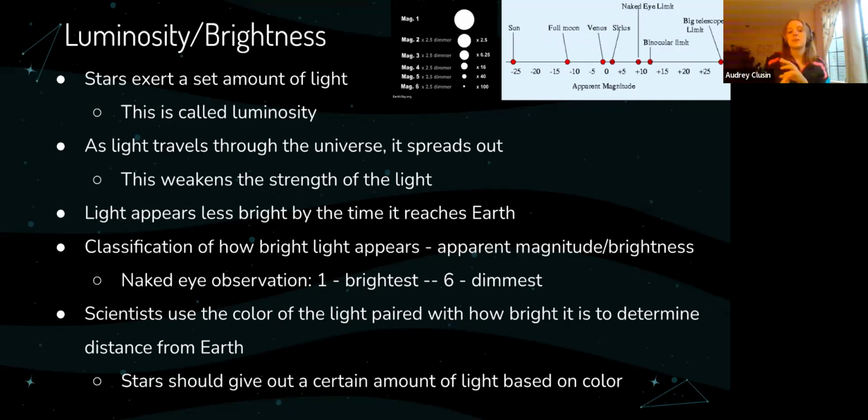So if you talk about naked eye observation, which is what people have done for thousands of years, they classified 1 as the brightest kind of stars and 6 as the dimmest. And as we started getting telescopes and really fancy equipment, people started making even more classifications. So they got into the negative numbers as things are really, really bright.